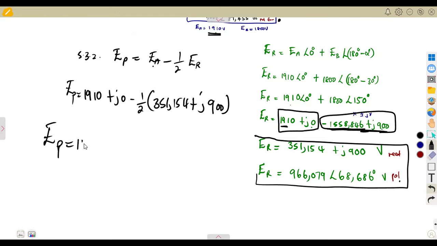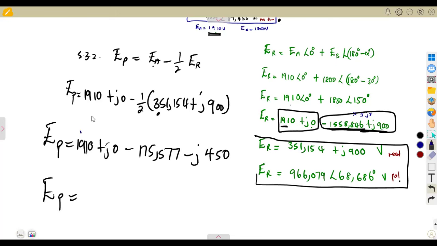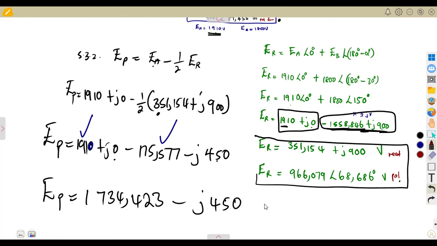Just expand your brackets and collect the terms together. So minus half of this, minus half of 900. This will give us minus 175.577, minus half times J900, that is minus J450. Considering the like terms, because you are in rectangular form, you combine the 1910 minus the 175.577. That was going to be 1734.423. Then 0 minus 450, that was minus J450. So this is our EP in volts, in rectangular form.